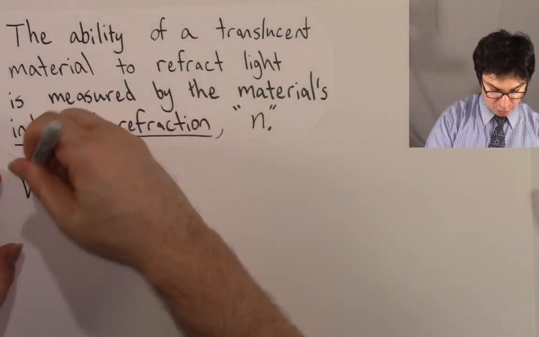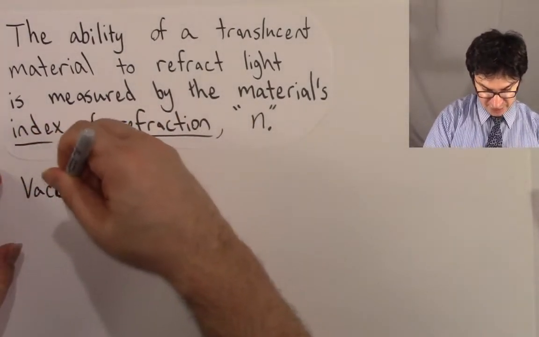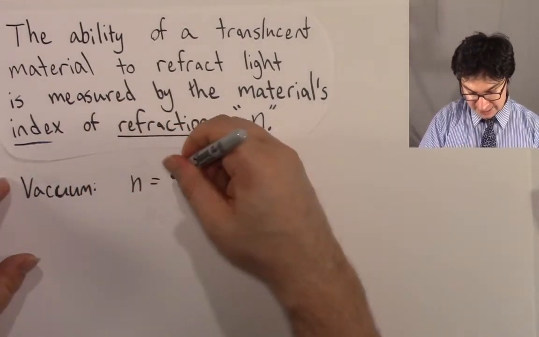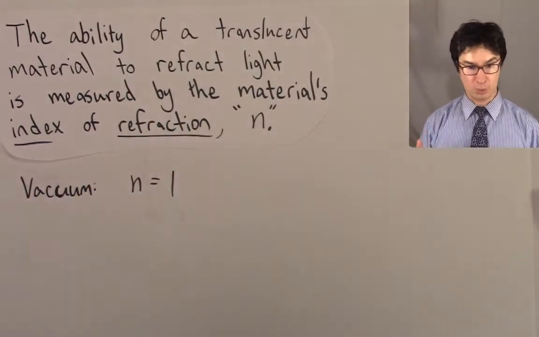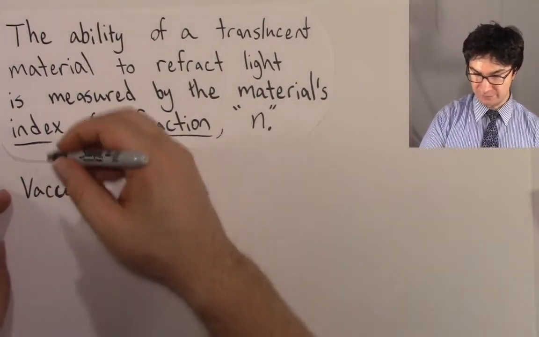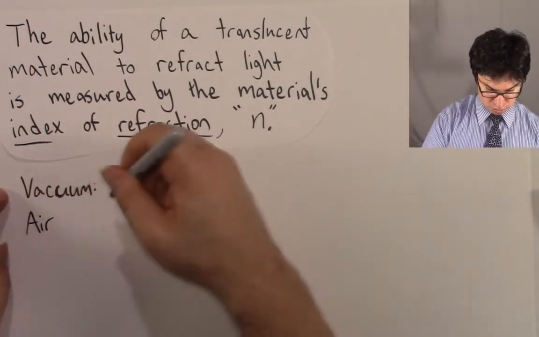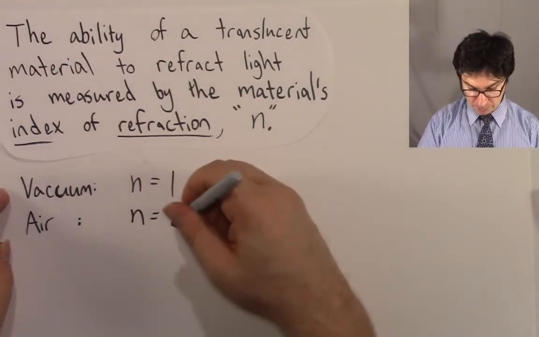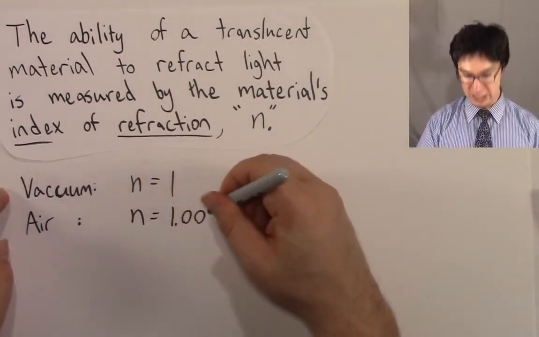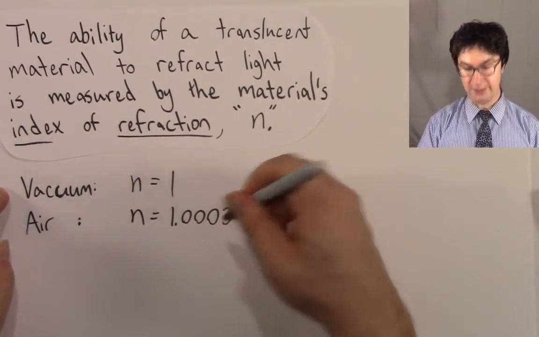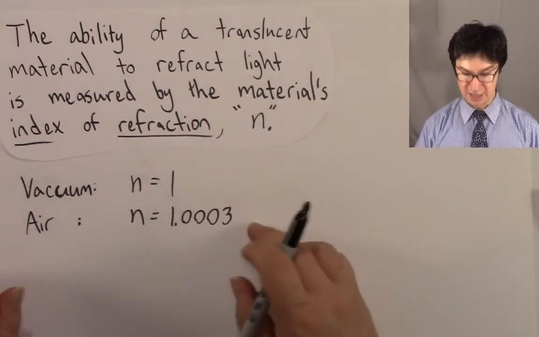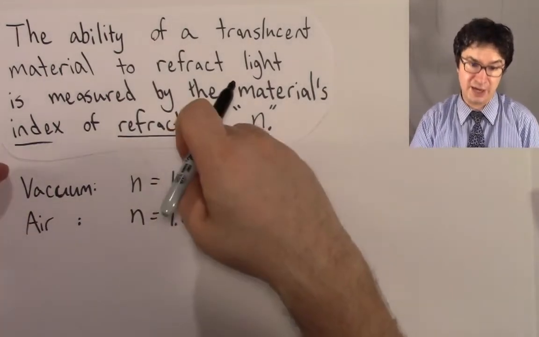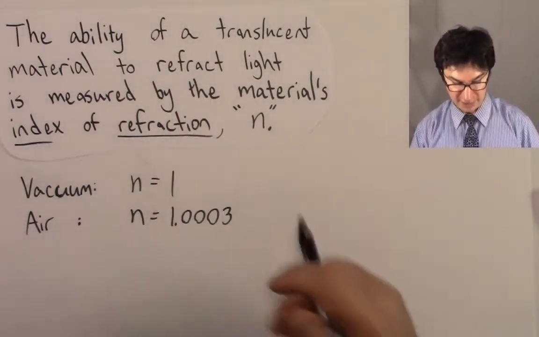So for a vacuum, remember a vacuum is just empty space. For a vacuum, N is defined to be 1. That's just what it is. Okay, what about for air? For air, the index of refraction is 1.0003. Okay, so very close to a vacuum. So light travels very similarly in air as it does in a vacuum.